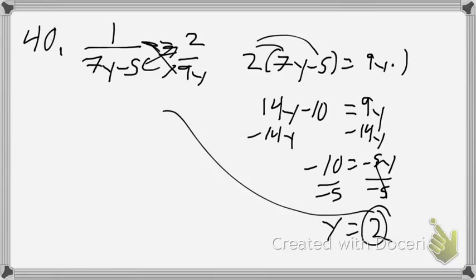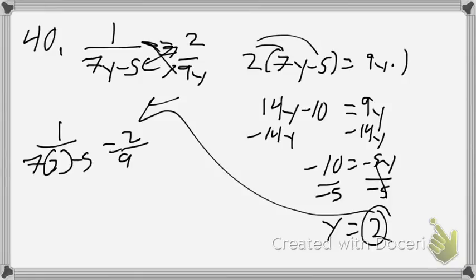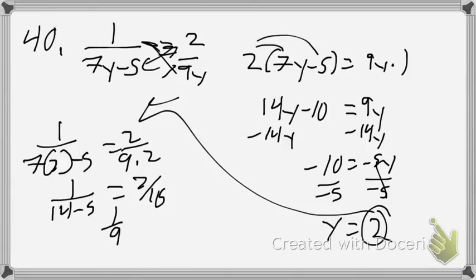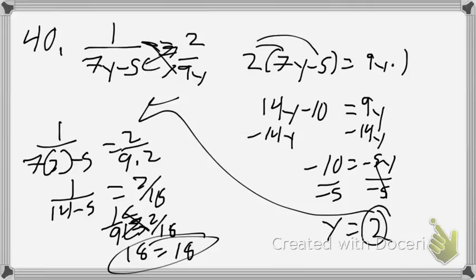Now again, I can go back and plug this 2 in here and make sure everything works out. That gives me 1 over 7 times 2 minus 5 equals 2 over 9 times 2. That's 1 over 14 minus 5 equals 2 over 18. That's 1 over 9 equals 2 over 18. Cross products, I get 18 equals 18. That is true, so I know I did it right.